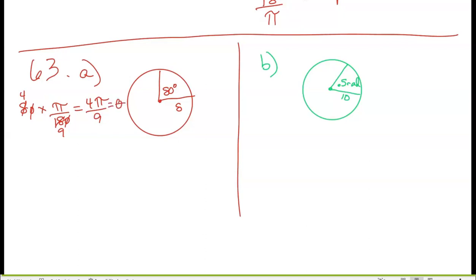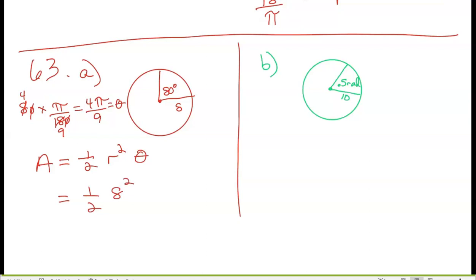Okay, so now the question is, what does area equal? You have to look up that formula. It is area equals 1/2 r squared times theta. So let's figure out the area now that we have the angle in the correct way.